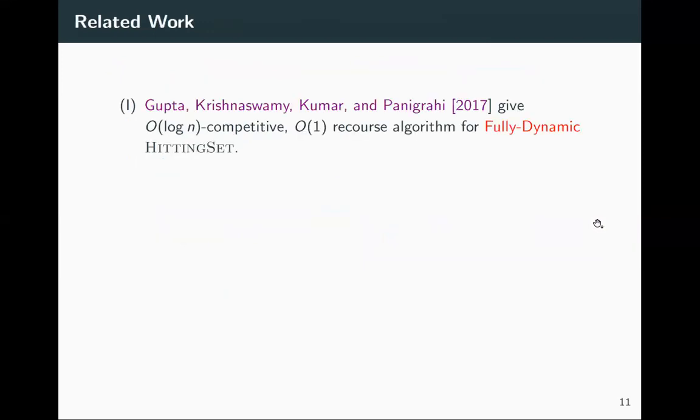So in a STOC 2017 paper, Anupam and a group of co-authors gave the first O(log n)-competitive, O(1) recourse algorithm for the fully dynamic version of the hitting set problem. Now I claim that this is the optimal possible result. Why is it optimal? Well, log n is the best guarantee you could achieve even offline. And any algorithm that solves this problem must pay at least order 1 recourse. Why is this? Well, imagine that all of these subsets arriving over time were completely disjoint. Well, you'd have to pay 1 per subset arrival. There's no getting around this.